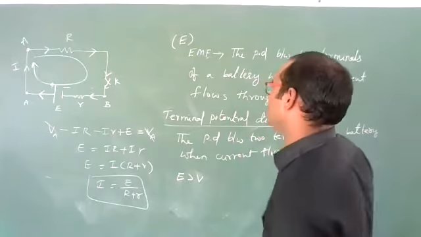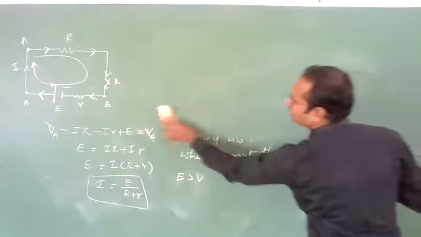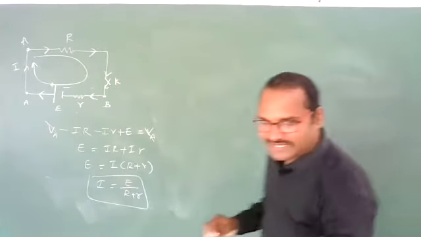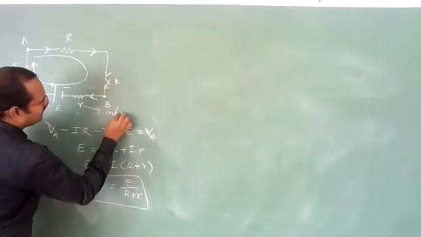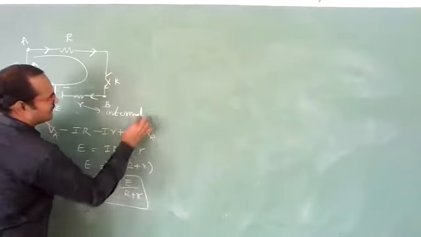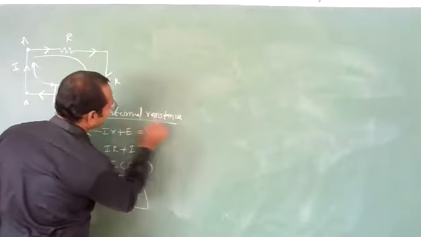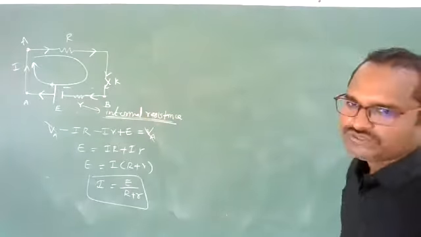Friends, understood? Now, see here, I have written small r. What is small r? Small r is nothing but internal resistance. Students, sometimes we need to find this internal resistance. Let us find it. In practicals also, we need to do this.